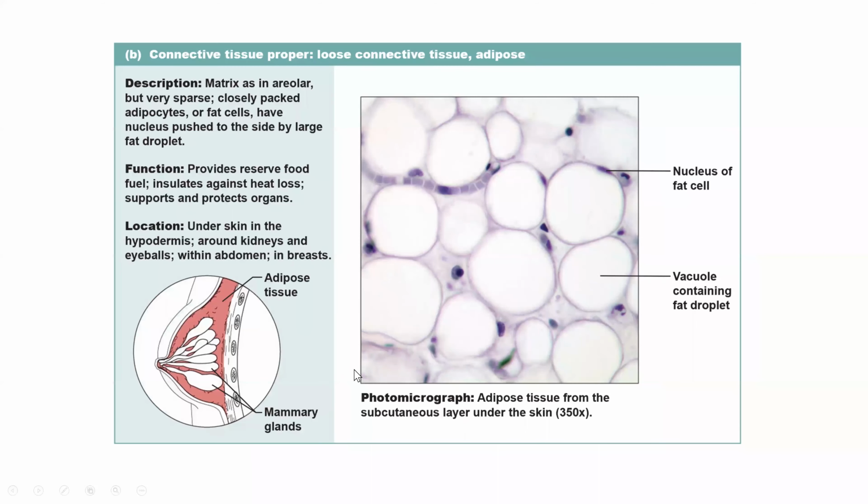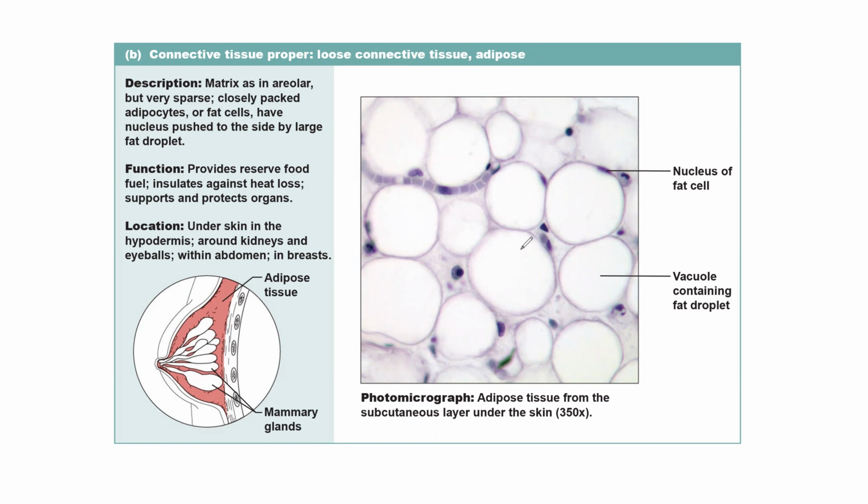Next tissue is also connective tissue proper. It's adipose tissue. You might hear another name for this tissue, fat. Yes, so adipose is your fat tissue. Description: matrix as in areolar, but very sparse. That means you have way less matrix. Closely packed adipocytes, or fat cells, have the nucleus pushed to the side by large fat droplets.